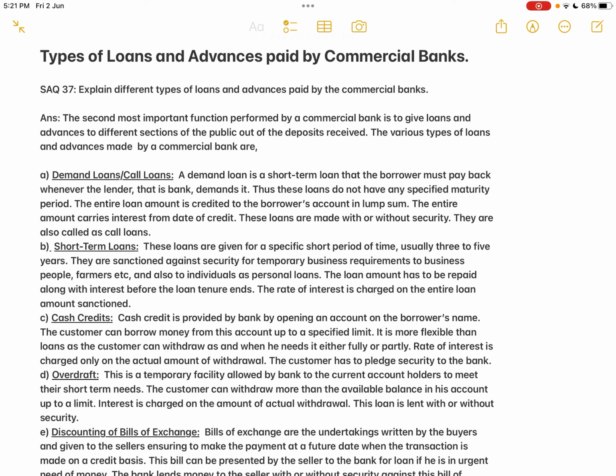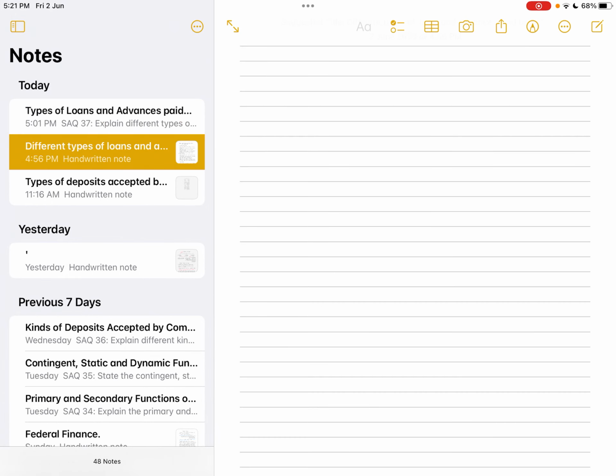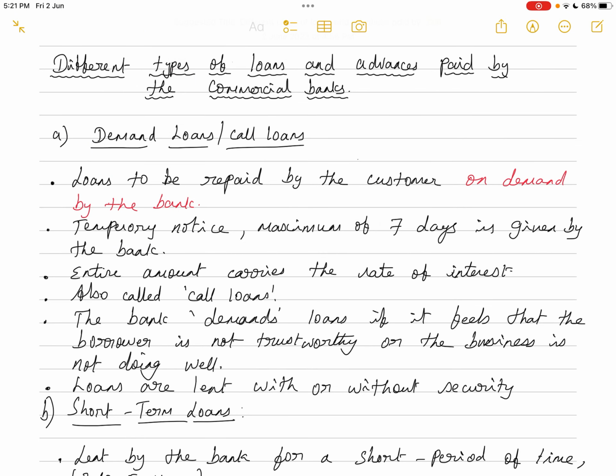Okay, so as usual, let me briefly explain to you and then we will come back to the answer. Okay, so different types of loans and advances paid by the commercial banks. So the first one is the demand loans, which is also called as call loans. So these are the features of the demand loans.